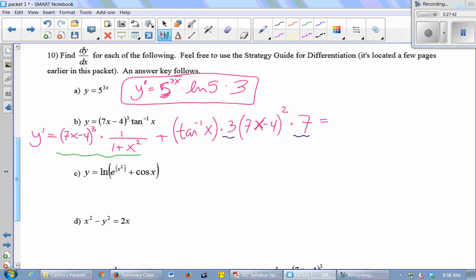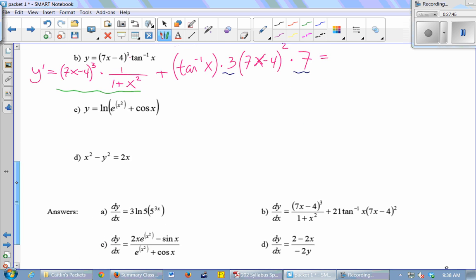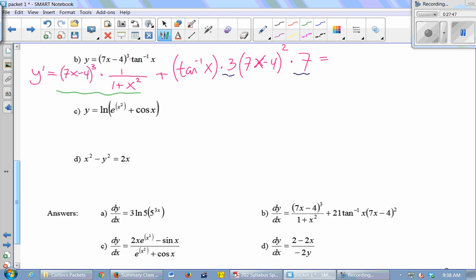The important thing is that we're reviewing the rules of derivatives. All right, so for C, the ln of some stuff. What's the derivative of ln of x? 1 over x. Good. So if I want to take the derivative of the ln of some stuff, it's 1 over the stuff times the derivative of the stuff. So y prime here is going to be 1 over this stuff, e to the x squared plus cosine x, then times the derivative of the stuff.